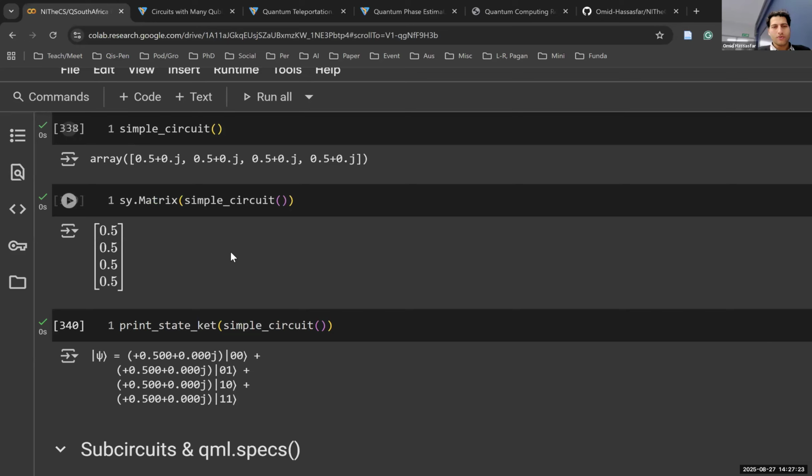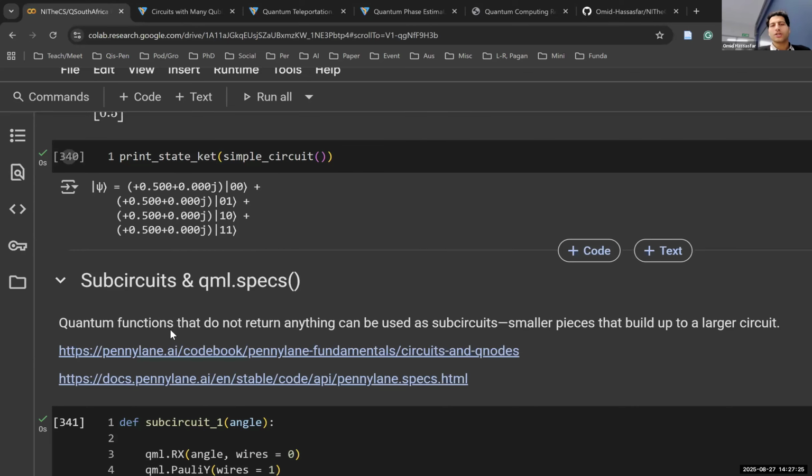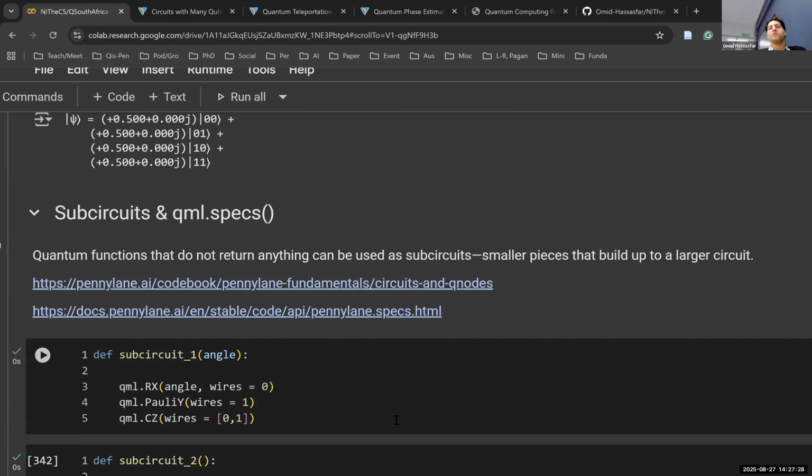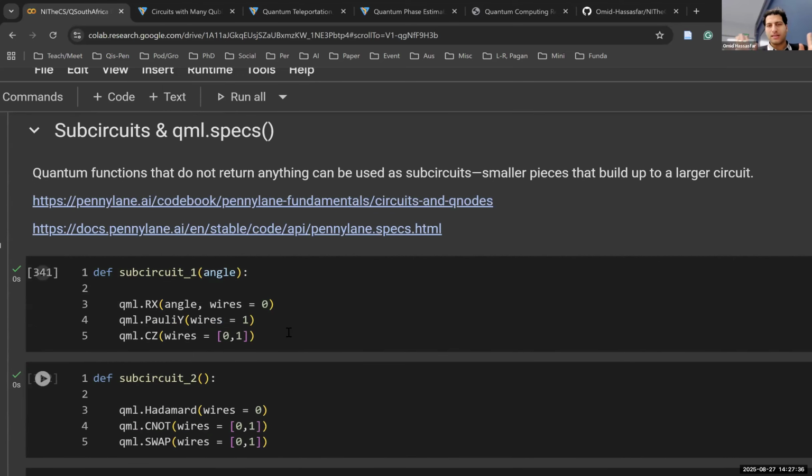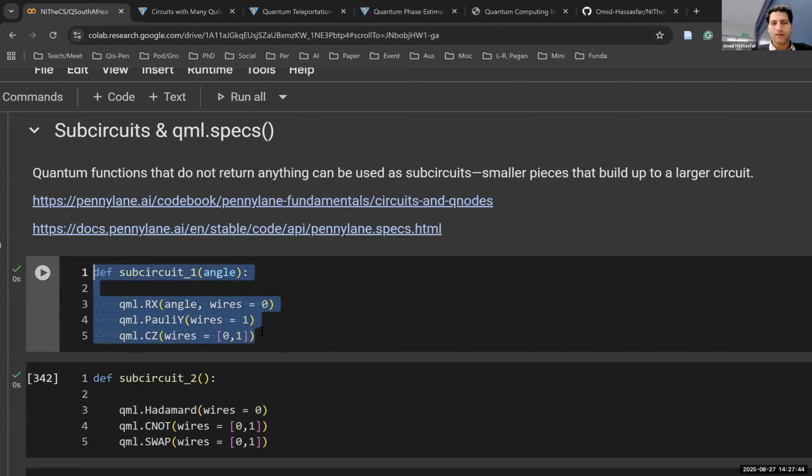The only thing you need to do is this: a quantum function that does not return anything can be used as a sub-circuit, smaller pieces that build up to a larger circuit. So here, this is a very simple example just to give you the general idea. Here I have a sub-circuit, and actually it's a parametric sub-circuit. I apply Rx to qubit 0, but I need to specify an angle, so that's why I have angle. So when I want to use the sub-circuit, I need to specify this.